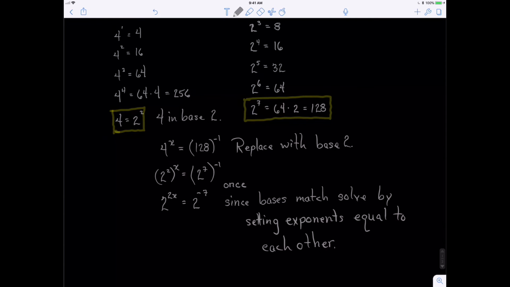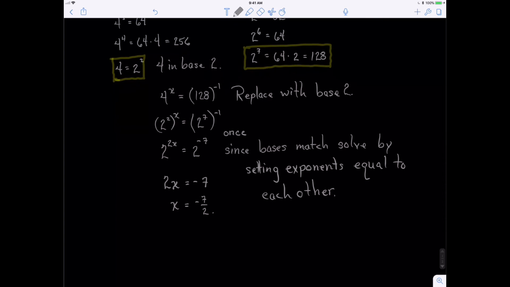So then we'd say that 2x, not 2 to the x, but the 2x, is equal to negative 7. We solve this by dividing both sides by 2, so our answer is x equals negative 7 halves. And that's how we can solve an exponential equation in which the bases match. Soon we'll be learning what happens if they don't match, but let's try them when they do.